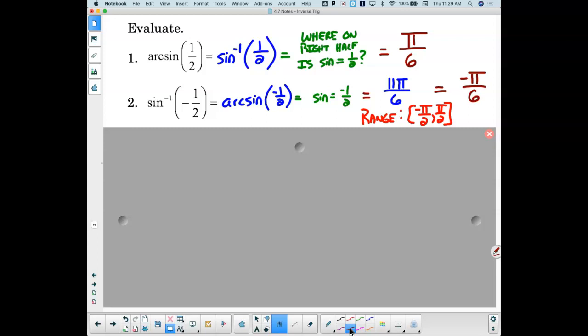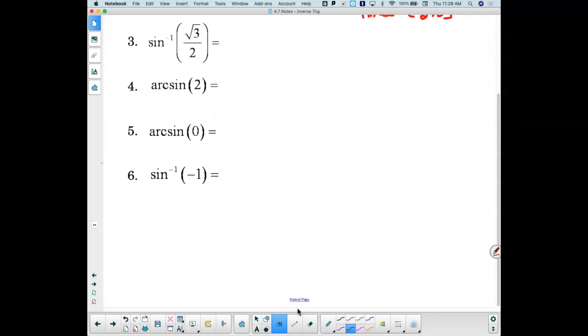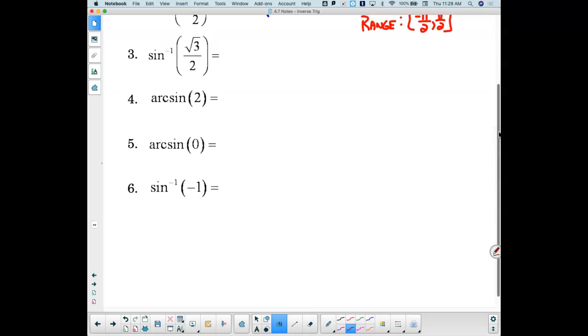Okay? What I'd like you to try now is these 4 on your own. I think this is easy. So, number 3, I'm looking at the right side of the unit circle. Where is sine, my y value, root 3 over 2? Pi over 3. So this one is pi over 3. Whoops, tap the brakes. Maybe it's not. No, because then it breaks its restrictions of being a function.